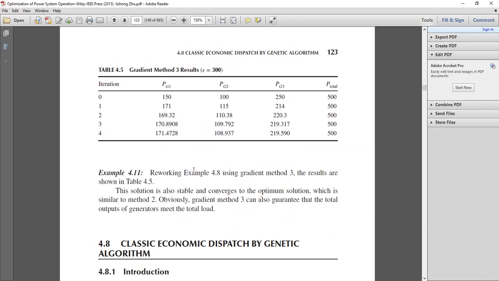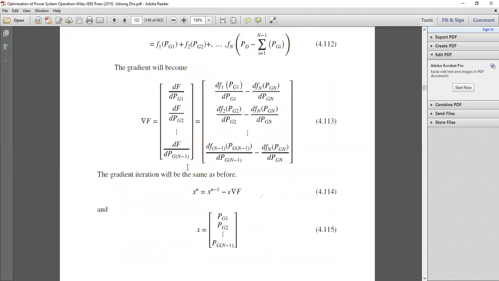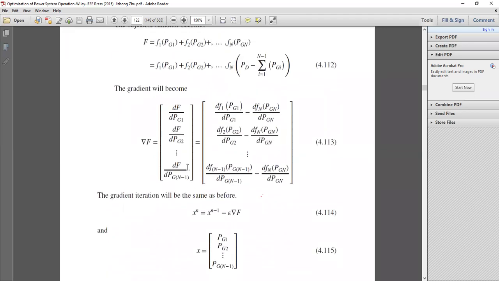Okay. So what is the benefit here? The benefit compared to your method 2 is you don't have to check the condition every time in each iteration and update the lambda twice. I mean, you have to calculate lambda twice in each iteration in gradient method 2. And here you don't have to do that. Okay.